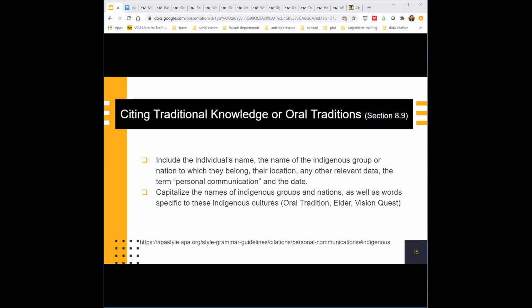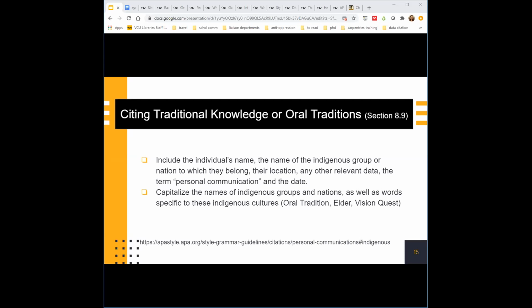But to describe traditional knowledge or oral traditions that are not recorded, which makes sense if it's an oral tradition, use a variant of the personal communication citation. And that specific guidance is including the individual's name, the name of the indigenous group or nation to which they belong, their location, any other relevant data, and the term personal communication and the date.